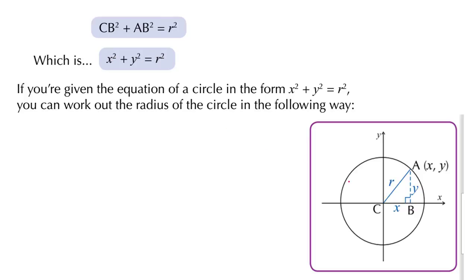Now we can use this formula to say that x squared plus y squared equals r squared, whereby x squared is the line CB, which is that one there, and y squared is the line AB, which is AB there, and you square it, and that equals r squared. So if you are given the equation of a circle in the form x squared plus y squared equals r squared, you can work out the radius of the circle in the following way. This equation here, we call it the equation of a circle, as long as the center of the circle we're talking about is at 0, 0 on the coordinate grid.